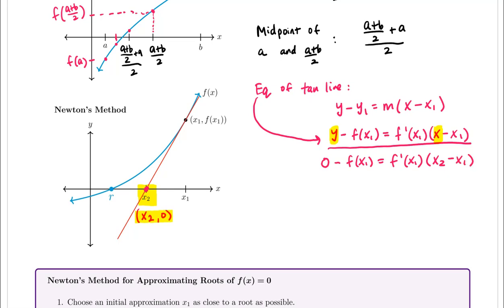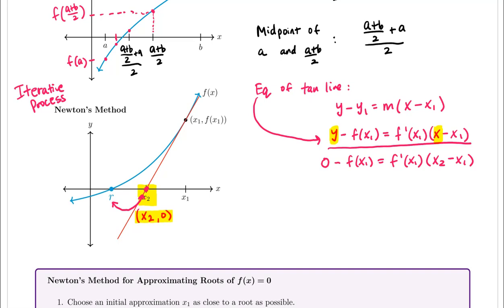So the whole thing that we're doing is, notice that x2 is another x value that has gotten us closer to r. So here's x2 and here's r. And we want to try to create an iterative process like we did with the method of bisecting intervals. So we're looking for some kind of iterative process. And so what I'm going to do now is, in this equation, I'm going to try to solve it for x2 so that I have my next x value. So let's go ahead and do that.